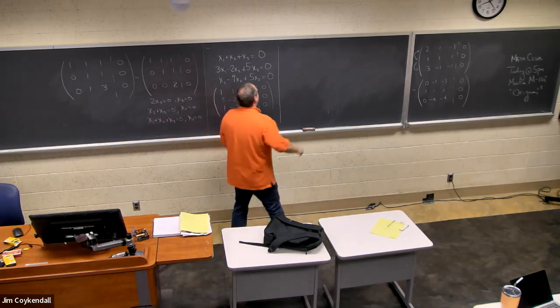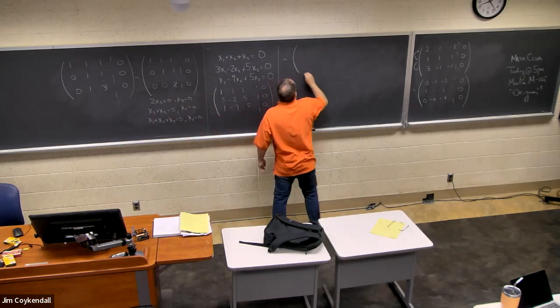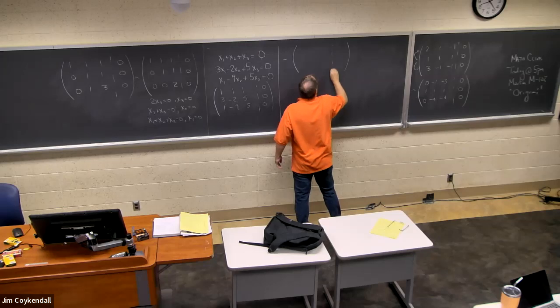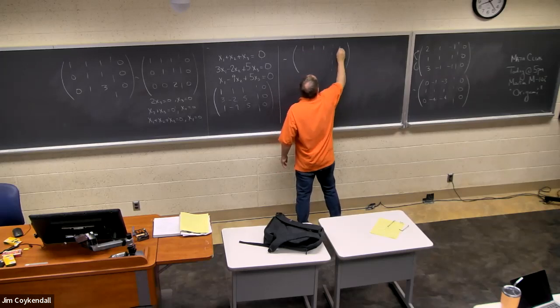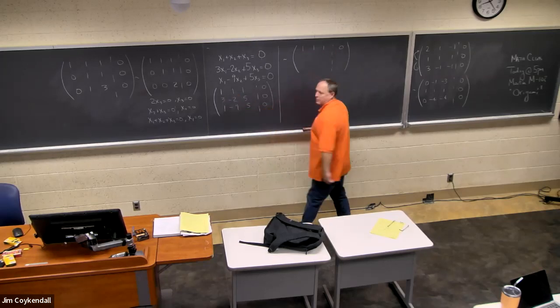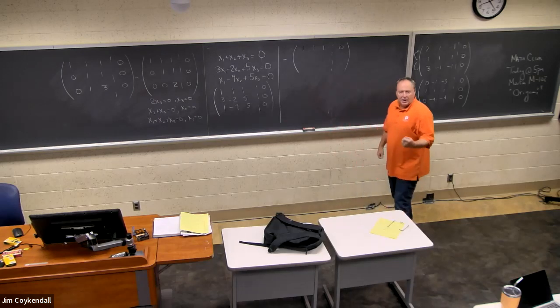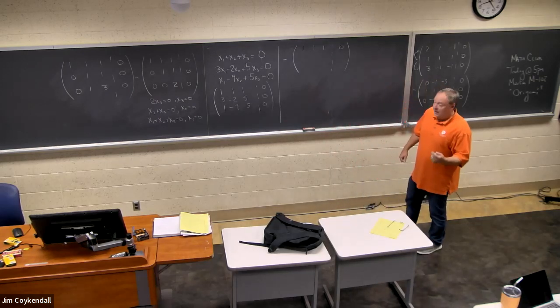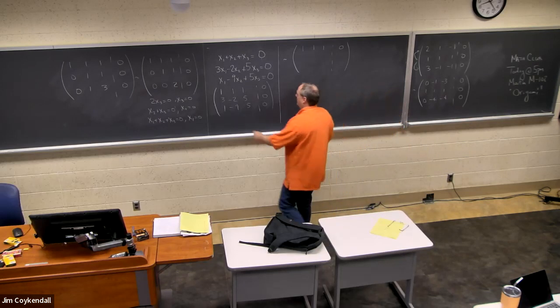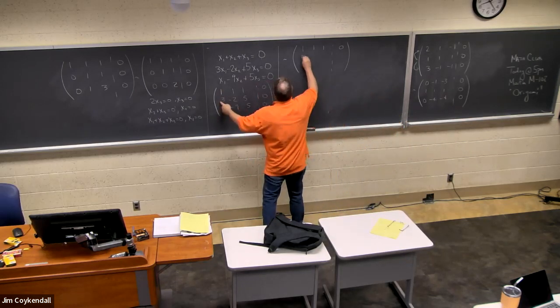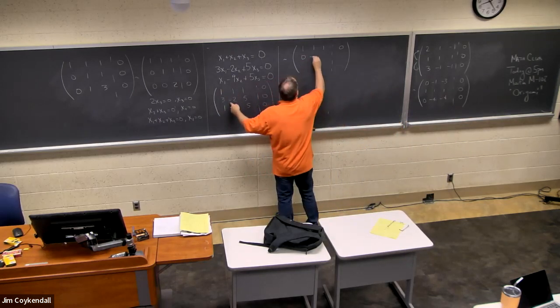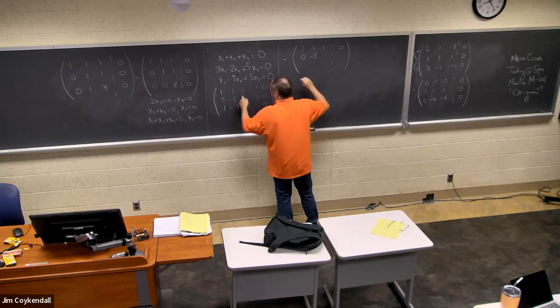I'm going to take the top row. I'm going to take that one in the upper left corner and use it to take out these numbers here. So I'm going to multiply the top row by -3 and add it to the middle row. That gives me a 0. That gives me a -5. That gives me a 2.